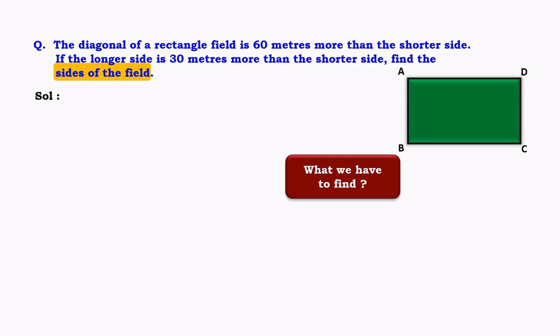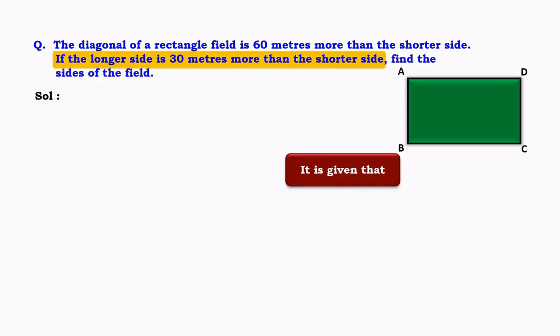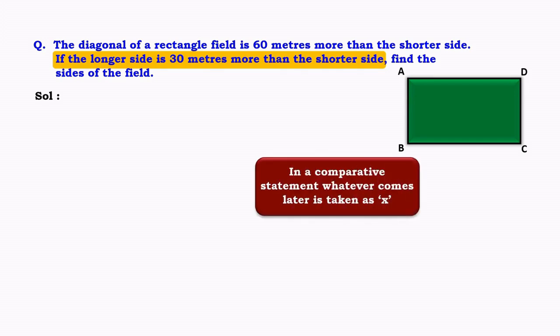Now let us understand the requirement of the question. The question asks us to find the sides of the rectangular field. That means we need to find the shorter side and the longer side. Once we know these two dimensions, our answer will be complete. Let us now use the information given in the question to form mathematical expressions. The question gives two important relationships. First, the longer side is 30 meters more than the shorter side. Second, the diagonal is 60 meters more than the shorter side. These relationships will help us express all the unknown lengths using a single variable.